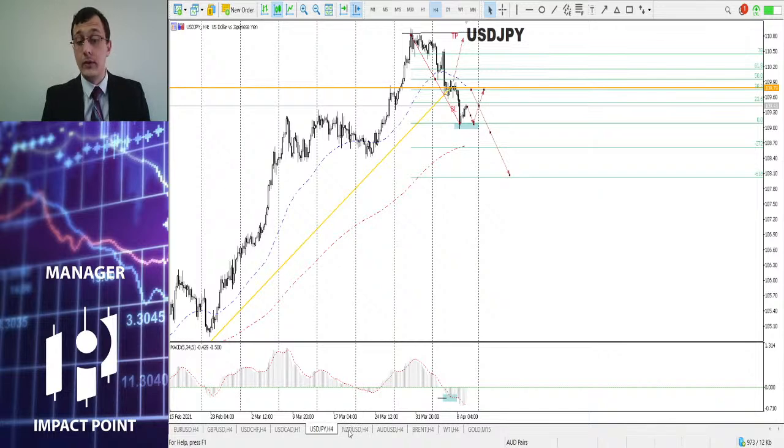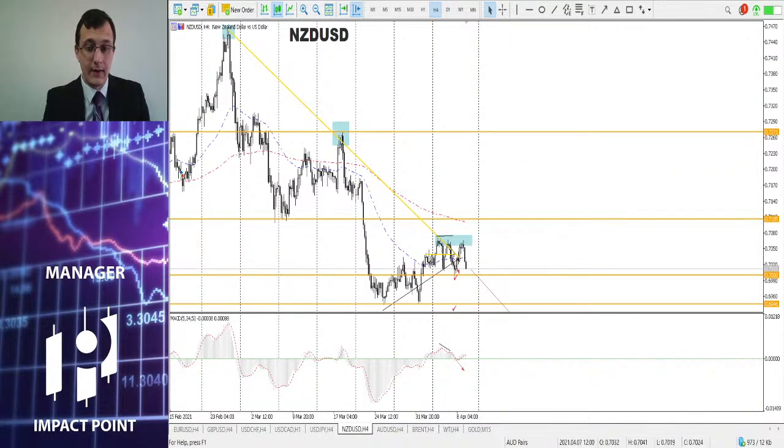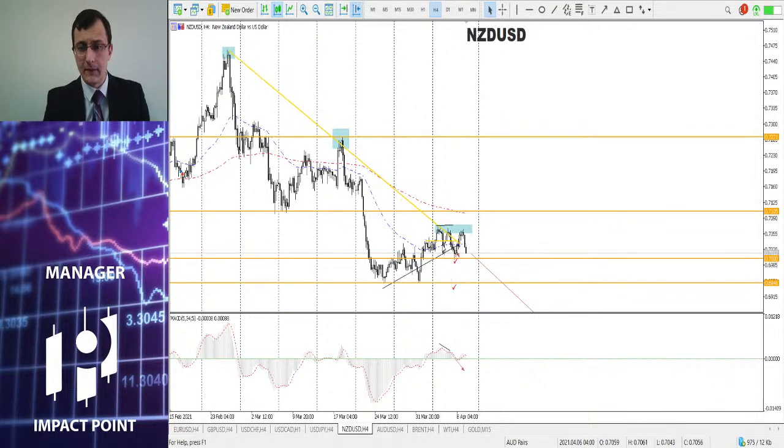Moving forward to NZD USD, we see that the price reached this level, as we said, impact point, excuse me, that here will be a potential sell opportunity here. And again, after retracement, it looks like we missed the entry here.